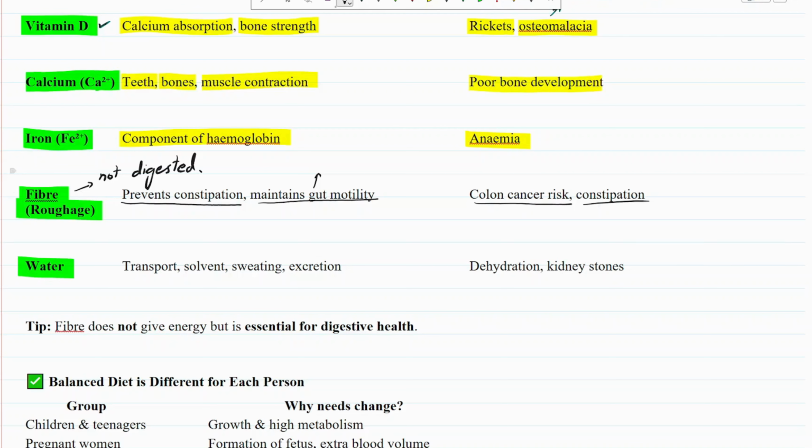Water is needed for transport, as a solvent, for sweating, meaning cooling effect, and for excreting the harmful chemicals from the body. So water deficiency, called dehydration, may cause kidney stones in the body. So here is a tip for you. Fiber does not give energy, but is essential for digestive health. Like mentioned here, it maintains gut motility.